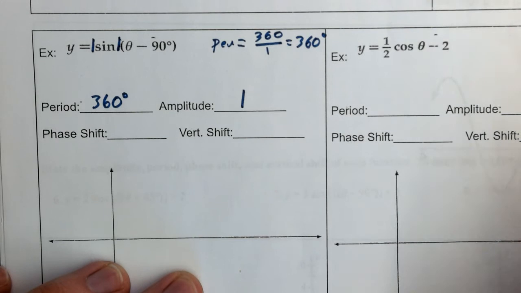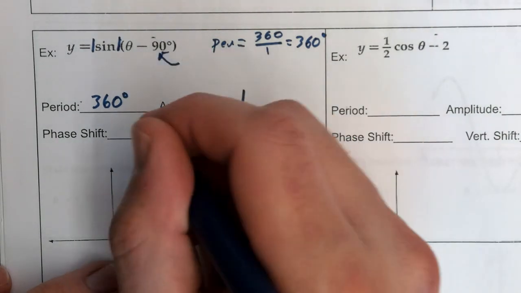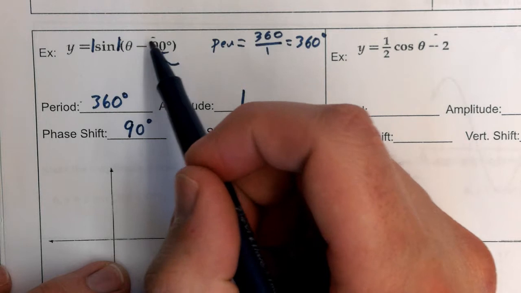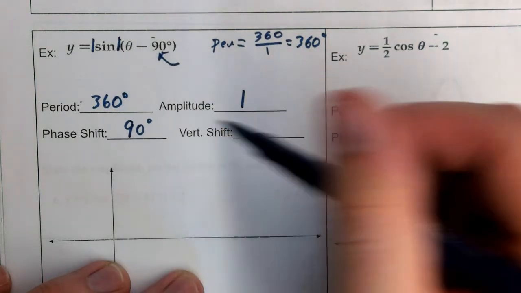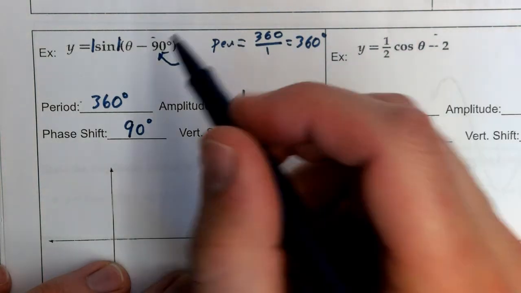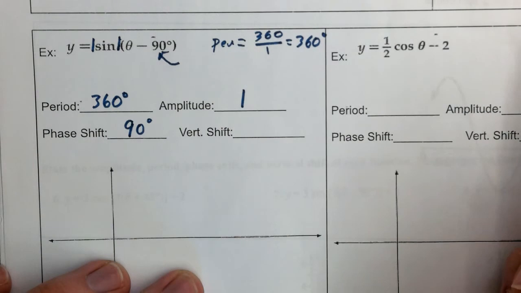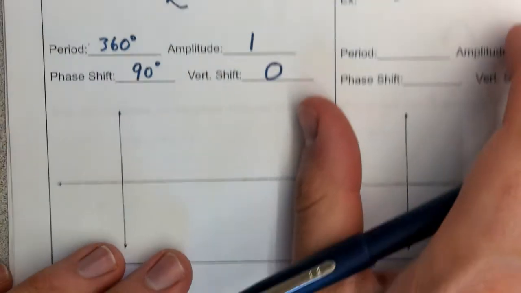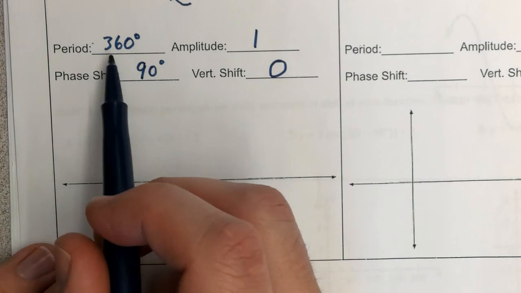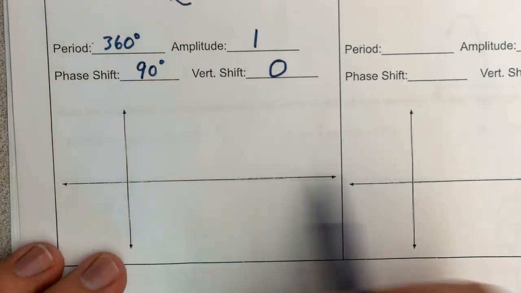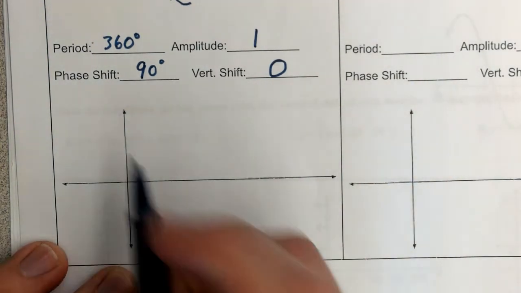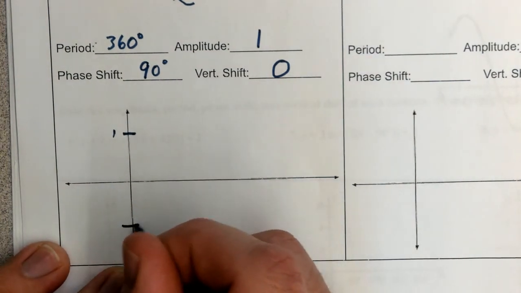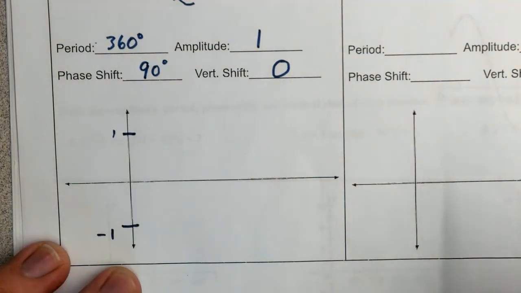The phase shift is going to be whatever the H value is. It's going to be positive 90. Again, horizontal takes the opposite of whatever this sign is. So that's going to be shifted to the right 90. And the vertical shift is going to be whatever numbers I added out here, and that's 0. Okay, so vertical shift of 0. So the period is 360 degrees, and I've left this blank so that we can pick our scale here. I'll just put positive 1 and negative 1 here, because there's no vertical shift, so that's fine.